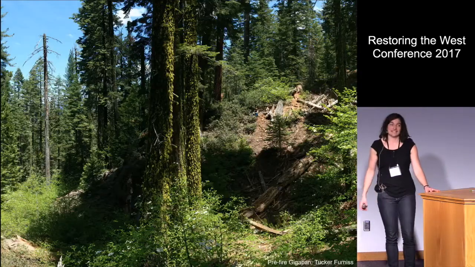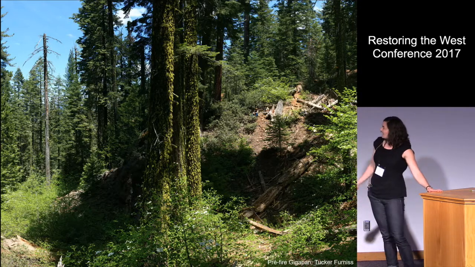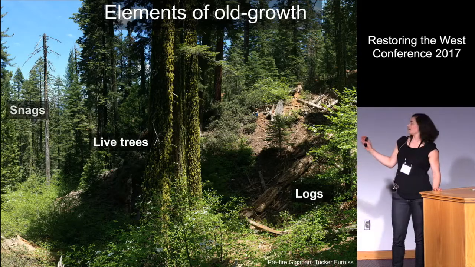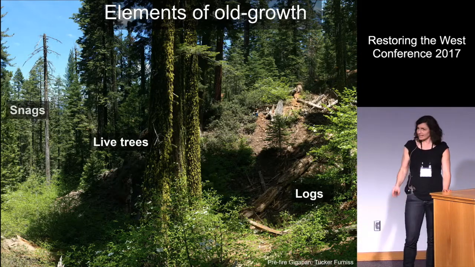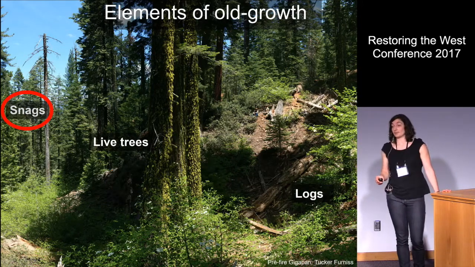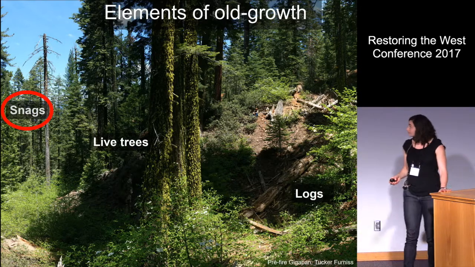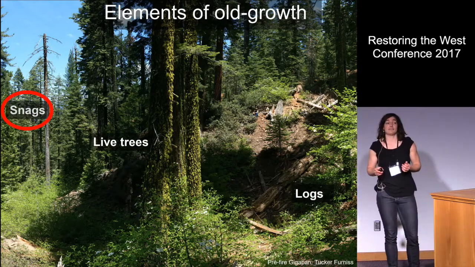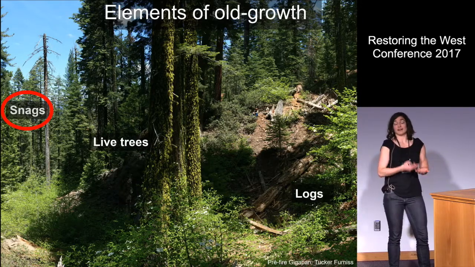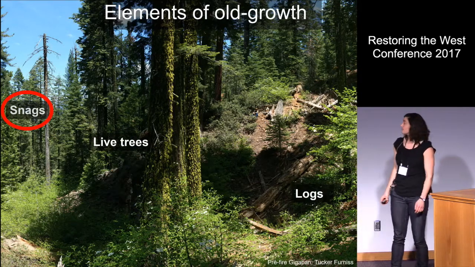So this is a photograph of an old growth forest in the Sierra Nevada. And you can see a number of key elements of that forest, including large diameter trees, large snags, and logs. My research focuses on snags because they're known to be very ecologically important, but are less thoroughly studied than other forest components. For decades, snags have been recognized as a valuable resource that provides habitat for nesting and foraging of cavity-dependent birds and mammals.